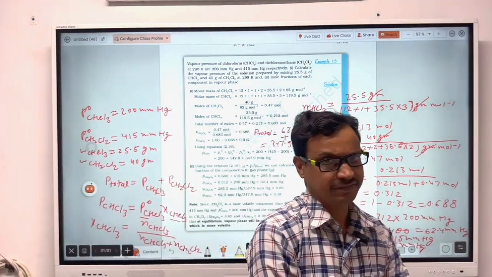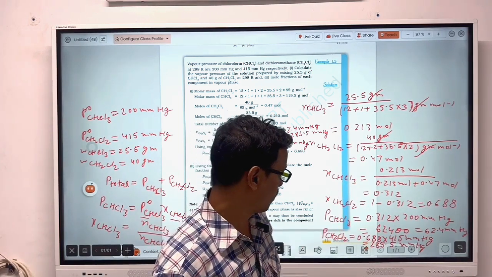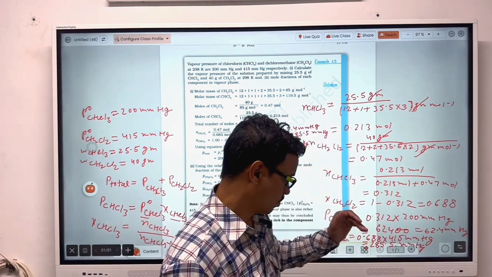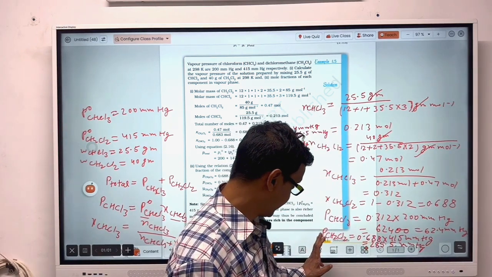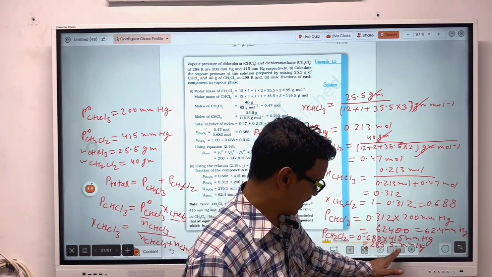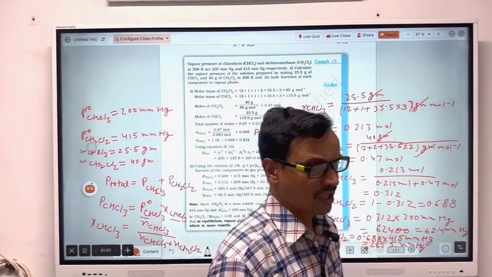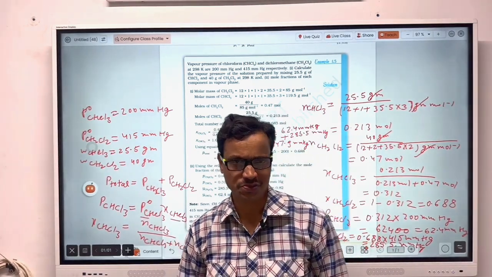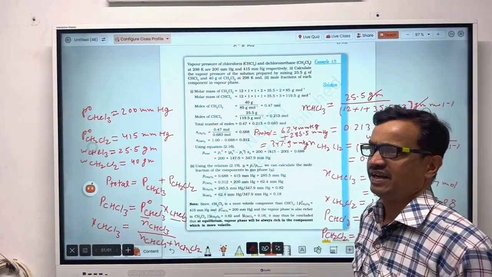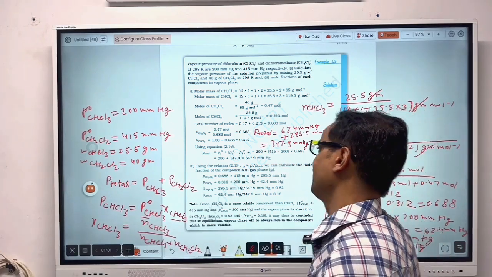Total vapor pressure, that means the partial vapor pressure, that means chloroform will exert a pressure of 62.4 mmHg over the solution, and the dichloromethane will exert a pressure of 285.5 mmHg over the solution. And so the total vapor pressure exerted over the solution will be the summation of the partial vapor pressure of chloroform and that of dichloromethane, which became 347.9 mmHg.